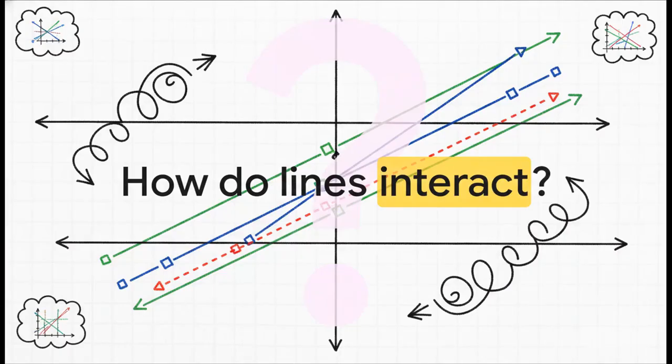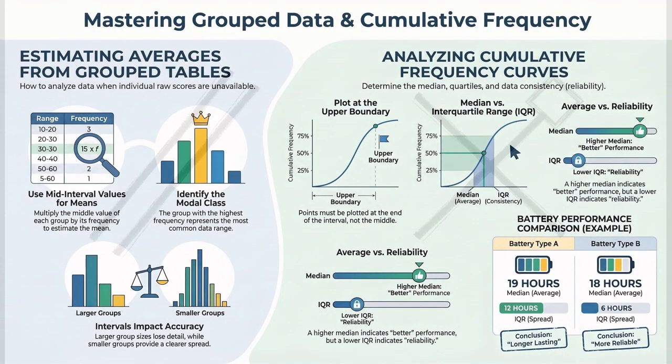But lines don't exist in isolation, right? How do multiple lines interact on the exact same grid? Parallel lines share the exact same gradient. Perpendicular lines, though, crash at perfect 90-degree angles.